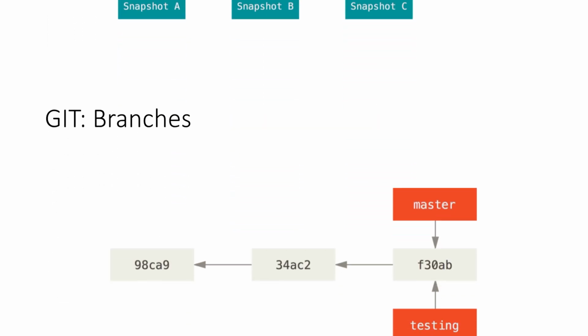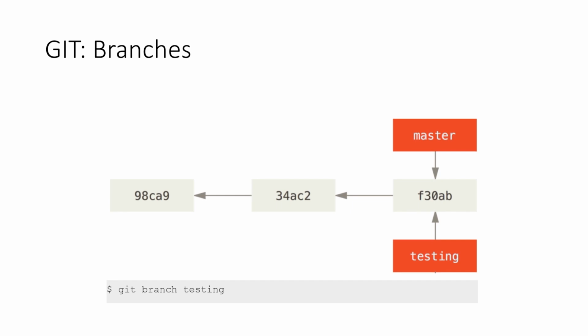What happens when you create a new branch? Well, doing so creates a new pointer for you to move around. Let's say you want to create a new branch called testing. You do this with the git branch command. This creates a new pointer to the same commit you're currently on.